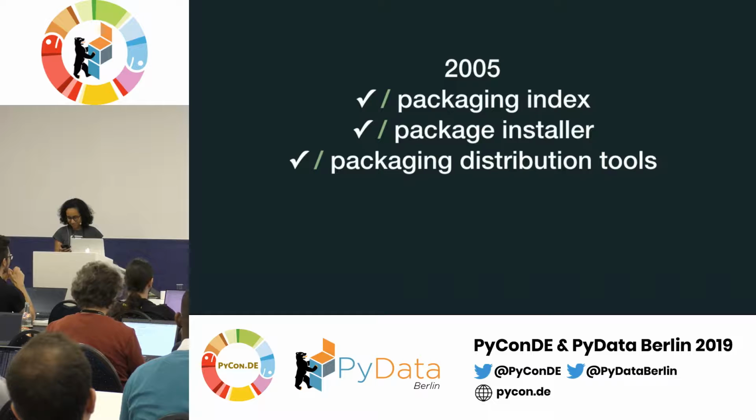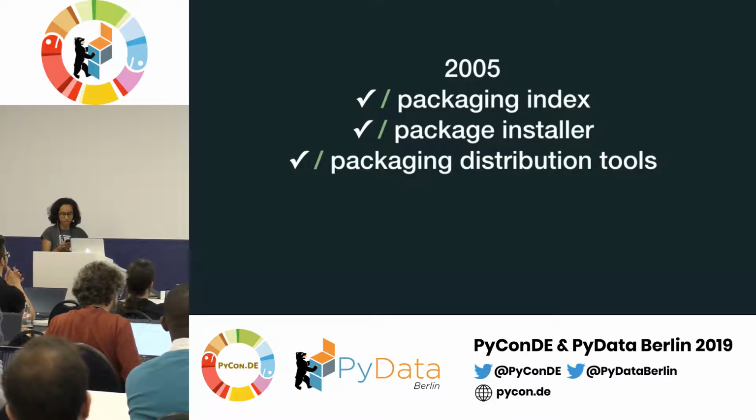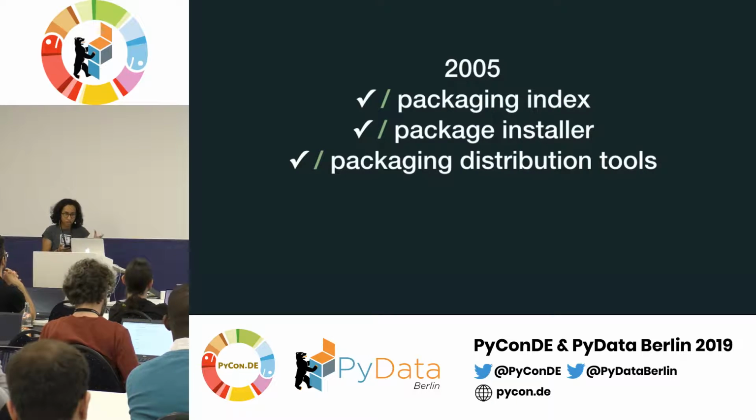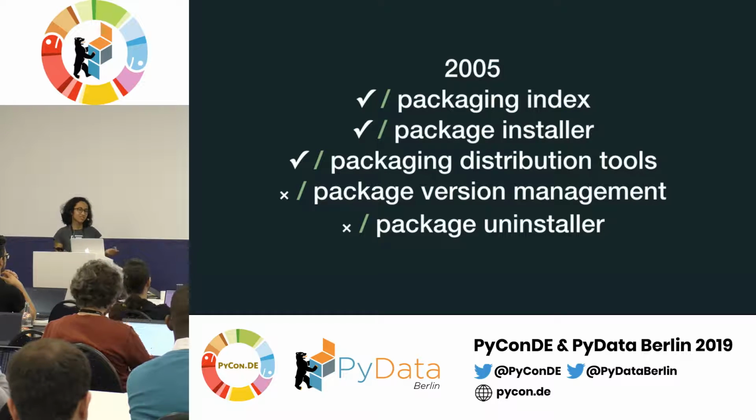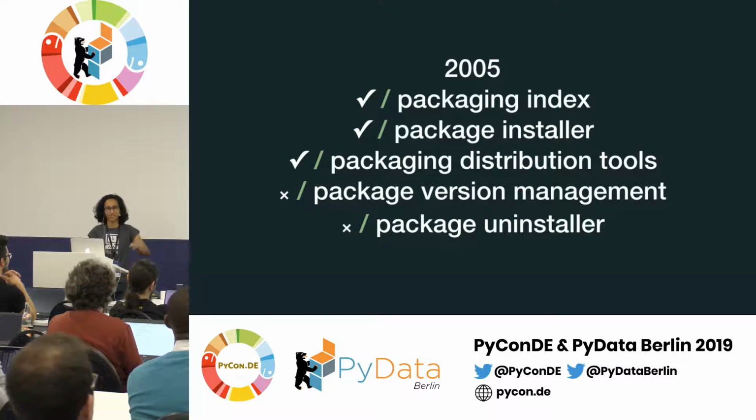So the year is 2005, right? And now we have a packaging index, a package installer, and packaging distribution tools. And these are enough to actually harness the power of the Python community's creative works and other packages. And you can install Python packages to your heart's desire, except there were two problems. You can't install two versions of the same package, and you can't uninstall stuff. Because easy install is one of those really well-named packages which just installs stuff but doesn't actually uninstall things for you.